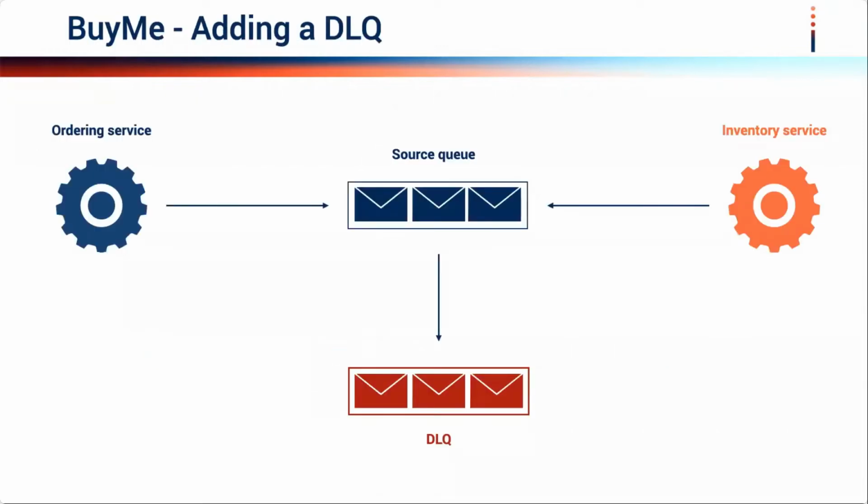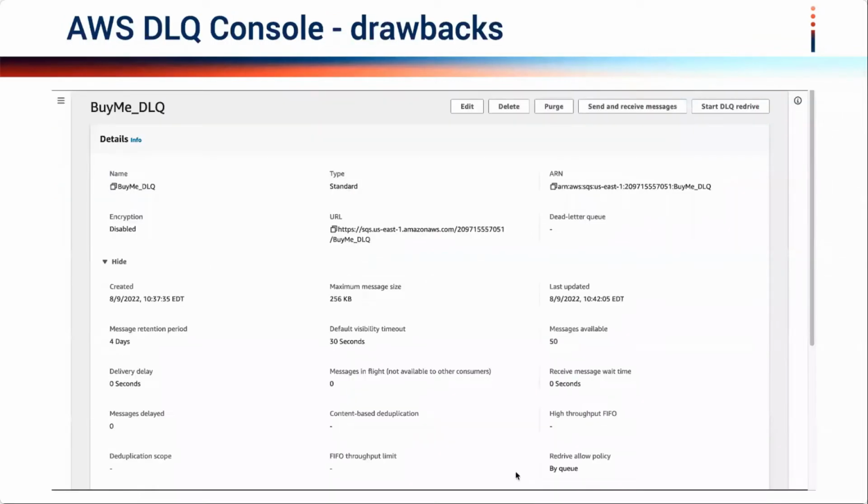Now that our team at BuyMe have the DL queue in place, they are ready to start debugging the problem. To begin with, they would like to examine the failed messages in the DL queue. They head over to the AWS SQS console to take a look. In the console, they are met with some obstacles.